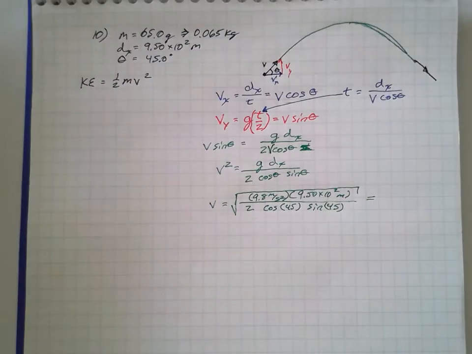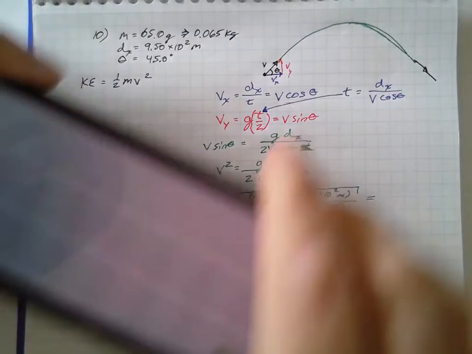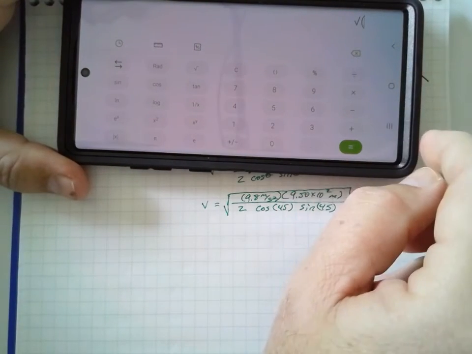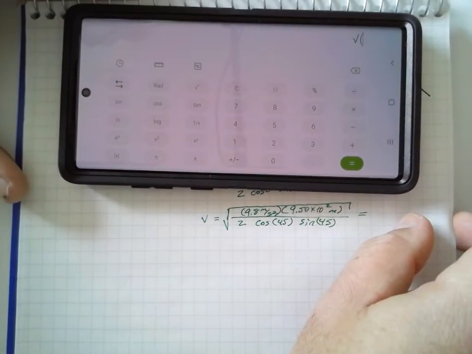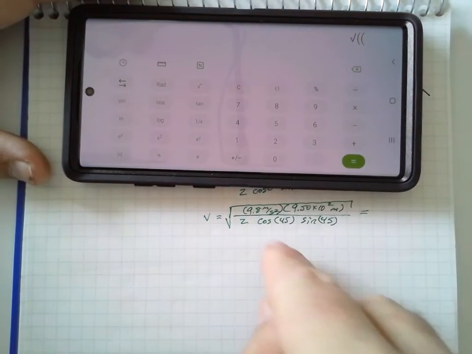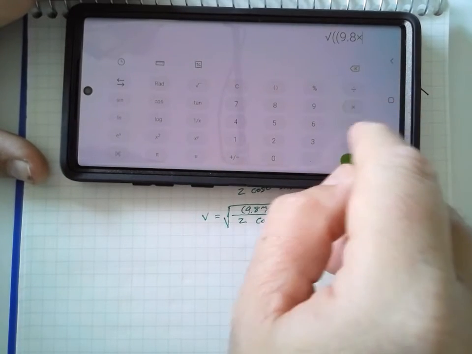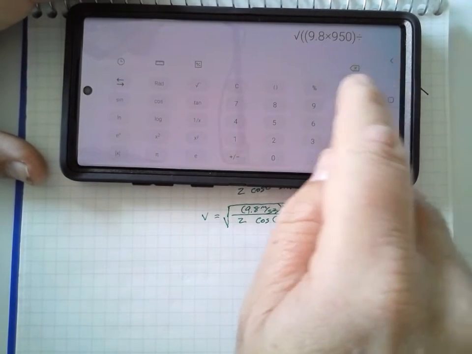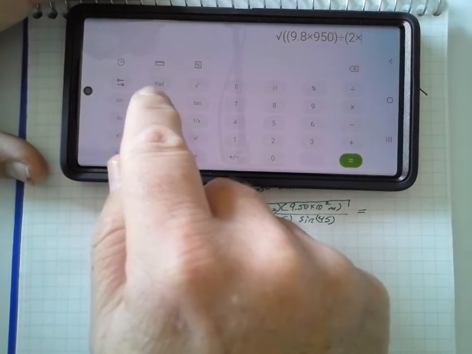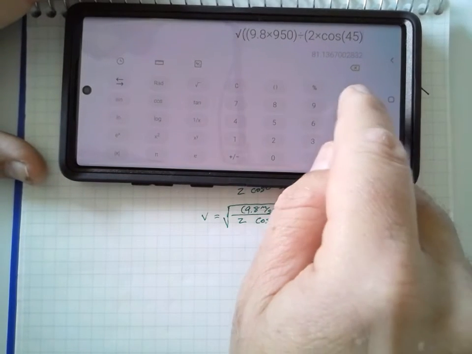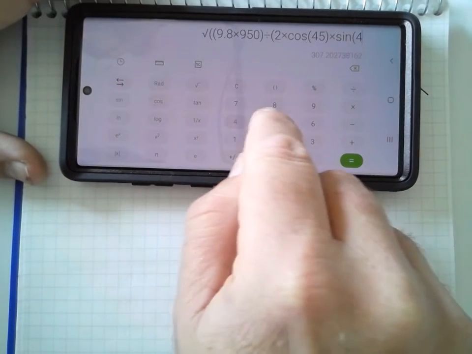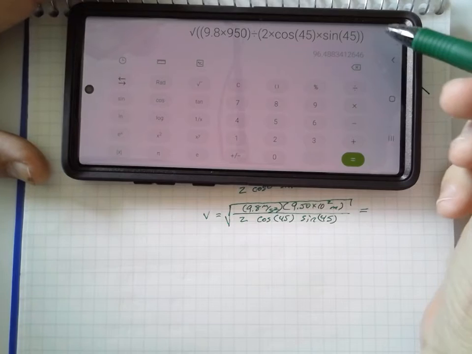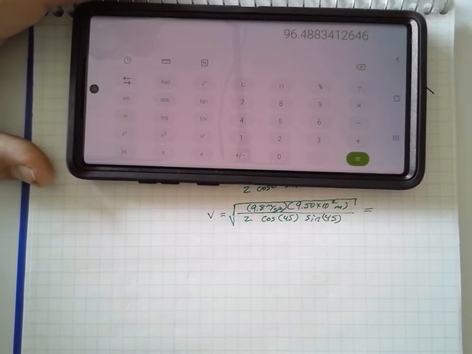So I'm going to take out my handy dandy calculator. The calculator is getting low on battery here. My phone is. So we're going to do square root, and I'm going to put in the extra parentheses. I'm going to do 9.8 times 950, because that's what that guy is right there. Close my parentheses. I'm going to divide by, and I'm going to start with the parentheses. I'm going to say 2 times cosine 45, close parentheses, times sine of 45, close the parentheses once. That closing once gets this guy. Then I got to get this outer guy here. Close that one. And then I got to get the very outer one there. Equals.